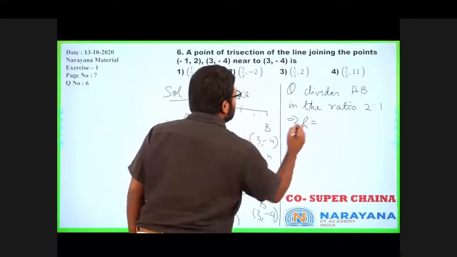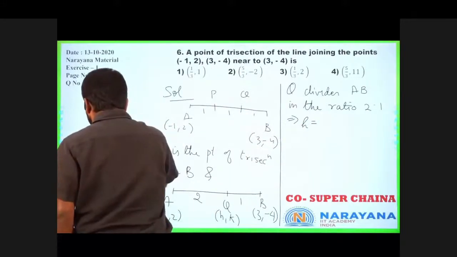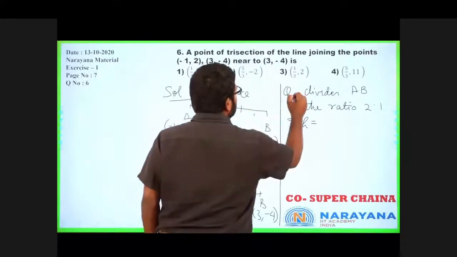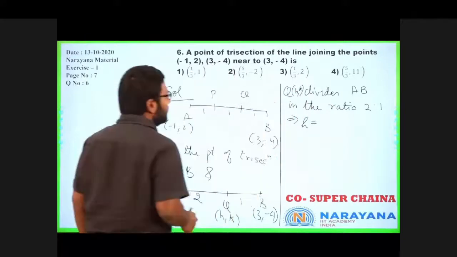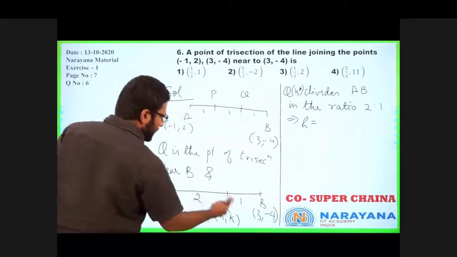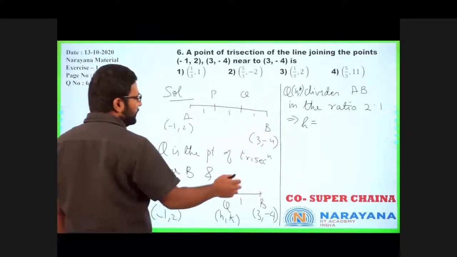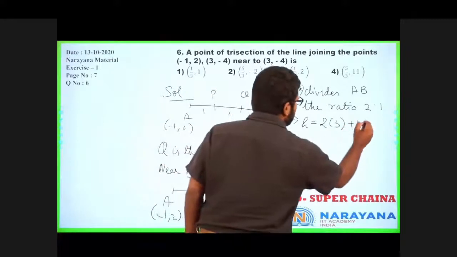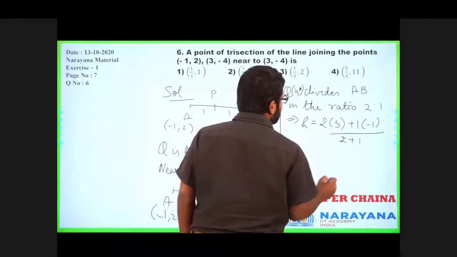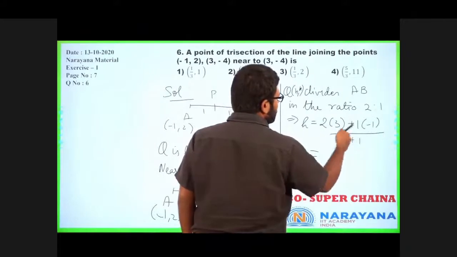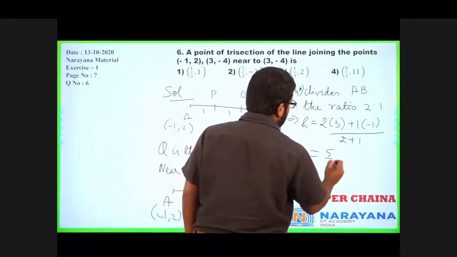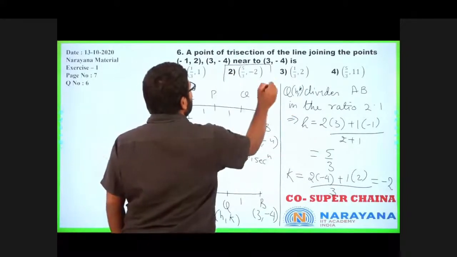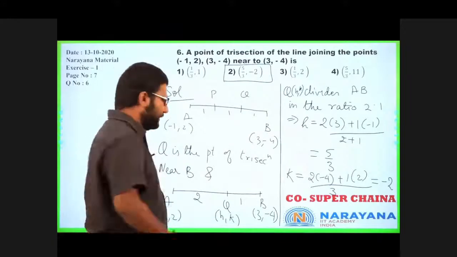Which means Q is H comma K, right? So then H would be, cross multiply the number and the ratio. So 2 into 3 plus 1 into minus 1 upon 2 plus 1, which would be 6 minus 1, 5 by 3, and K is minus 2. So H is 5 by 3, K is minus 2. So 5 by 3 comma minus 2 is your point, right?